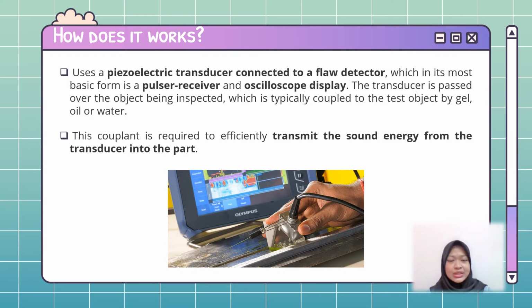Ultrasonic testing uses a piezoelectric transducer connected to a flaw detector, which in its most basic form is a pulsar receiver and oscilloscope display. The transducer is passed over the object being inspected, which is typically coupled to the test object by gel, oil, or water. This coupling is required to efficiently transmit the sound energy from the transducer into the part.